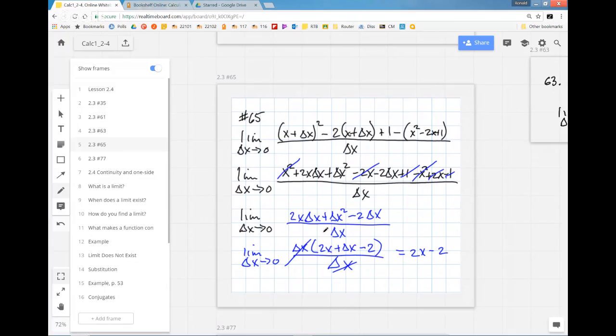And we're still stuck. You still can't substitute a 0 for delta x. But there is a delta x in every term of the top. You can now factor it out. And then, yes, we can cancel the delta x. Now, can you substitute in this 2x plus delta x minus 2? Yes, you can. That becomes 0, and your limit would just be 2x minus 2. All right, anybody have a question on that one?